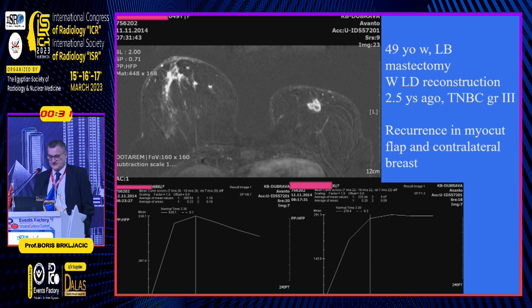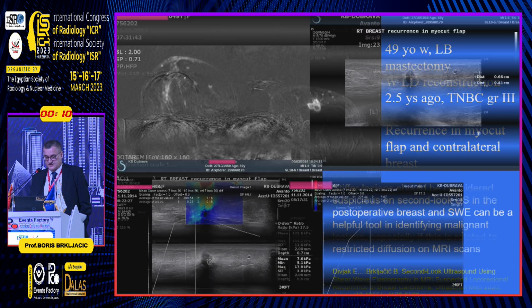This is another example of a 49-year-old woman who had left breast reconstruction 2.5 years ago for triple negative cancer. This is the recurrence, and this is cancer in the contralateral breast, which was not operated, so she had recurrence both in the myocutaneous flap and cancer in the right breast.